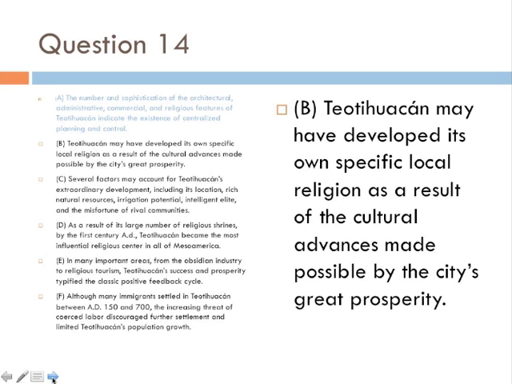All right, let's look at B. Teotihuacan may have developed its own specific local religion as the result of the cultural advances made possible by the city's great prosperity. Now, first off, we do know that religion was mentioned in the text. However, it's the only thing mentioned in this answer choice. In fact, it's just one single detail. And we're not even quite sure if it was a result of the cultural advances or if the religion helped create a lot of the prosperity.